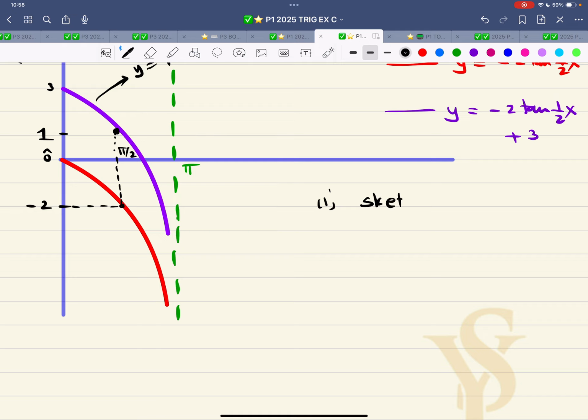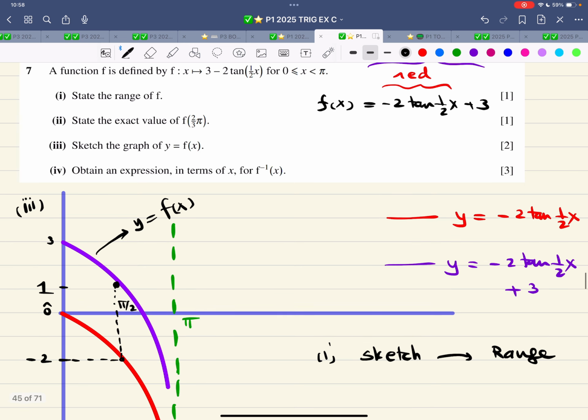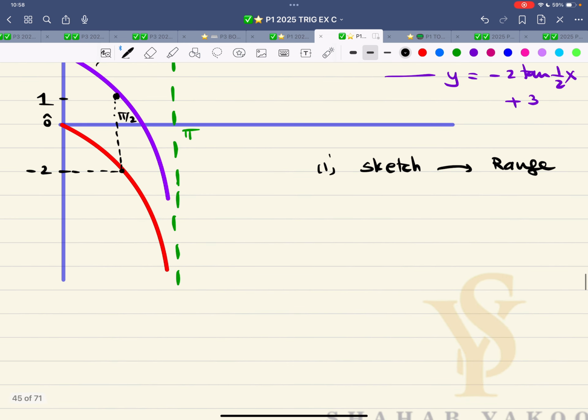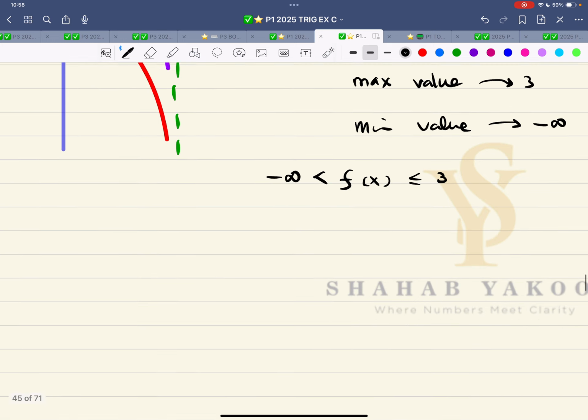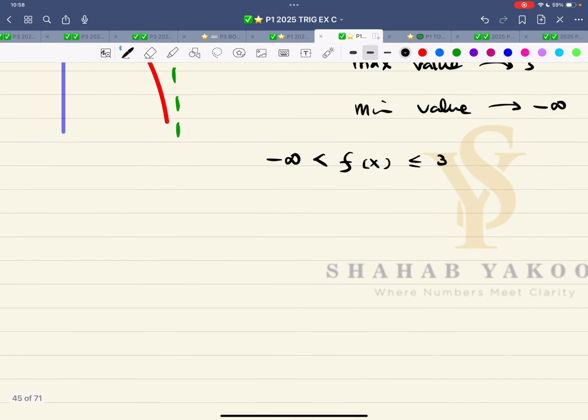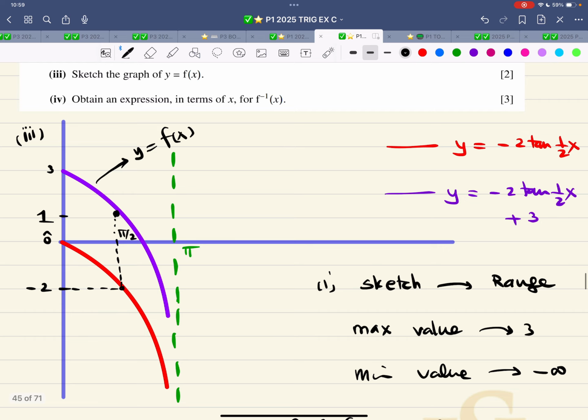So sketch and then find the range for tangent. This is the easier way out. The maximum value of the function is 3, and the minimum value goes to negative infinity. So I can either write it like this: f(x) lies between 3 inclusive and negative infinity. That's one way, no one reaches infinity. Or simply write the easy way: f(x) is less than or equal to 3.